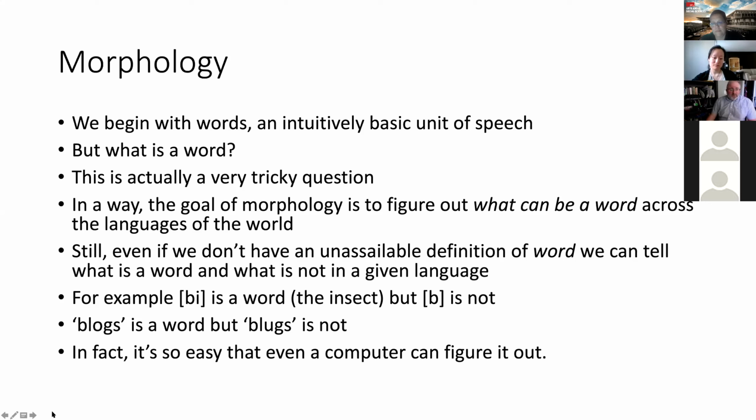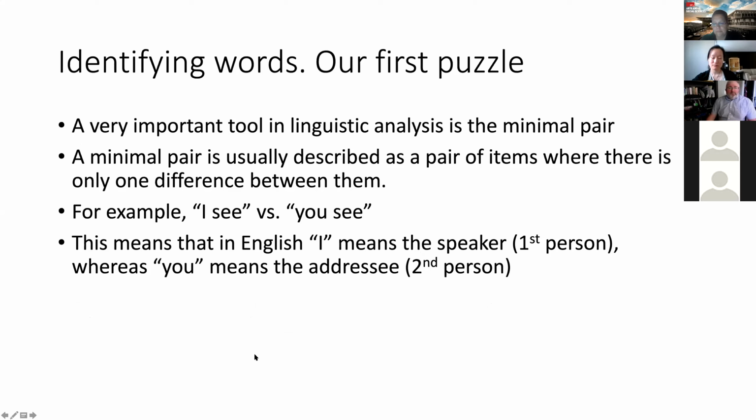Because obviously a computer is not as intelligent or flexible as a human. So how do we go about identifying words in another language? The core of the basic linguistic analysis is this tool that we call a minimal pair, and it describes a pair of items where there's only one difference between them. It's not a linguistic tool, it's a logic tool that we use in linguistics.